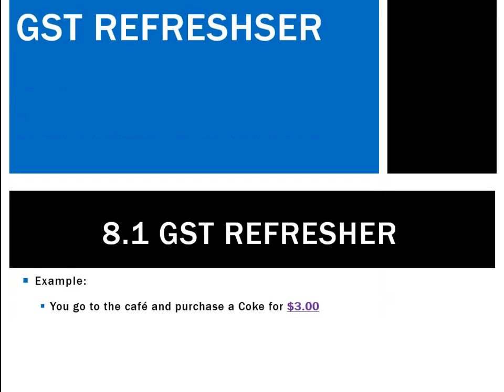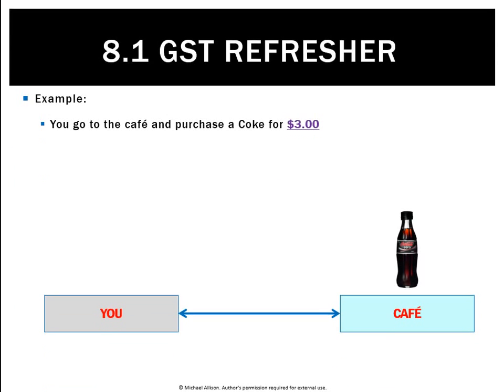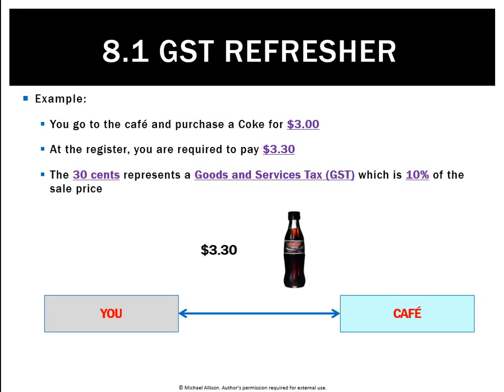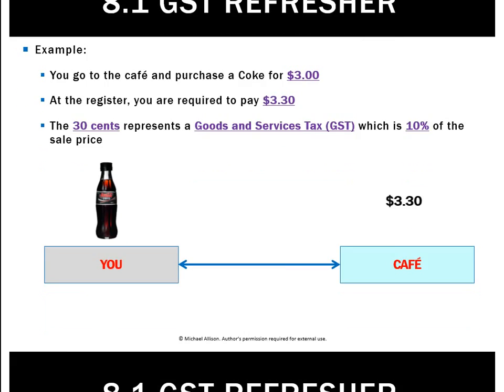Chapter 8 is all about GST, so we've covered that in previous chapters, so let's just have a quick refresher. If you go to the cafe and buy a Coke for $3, you actually have to pay $3.30, and the 10% extra, or the 30 cents, represents the goods and services tax, or GST. So the transaction is, you give the cafe $3.30 and they give you a Coke.